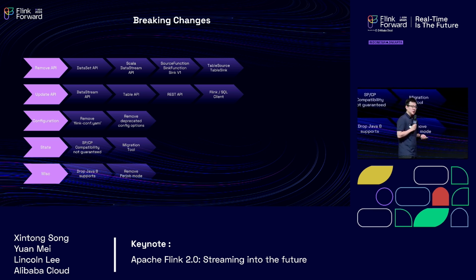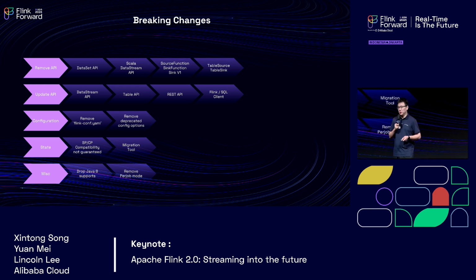For the state, it needs to be noted that savepoint and checkpoint compatibility is not 100% guaranteed between the 1.x versions and the 2.0 version. This is mostly because we did some upgrading to the serialization framework of Flink, and the community is working on some tools to help our users migrate between the incompatible states. Other things: we have dropped support for Java 8, and the per-job deployment mode will be removed in the 2.0 version.